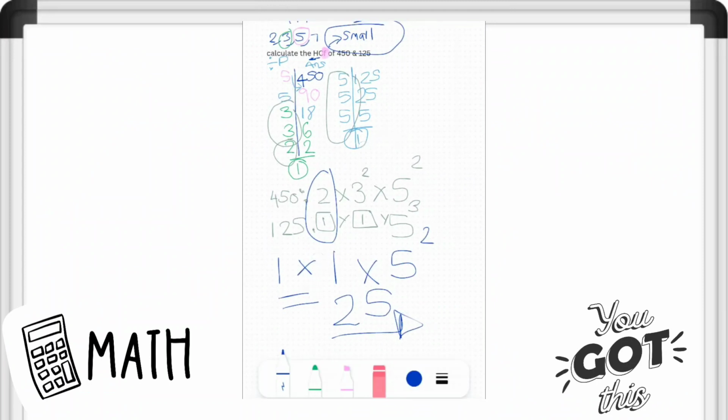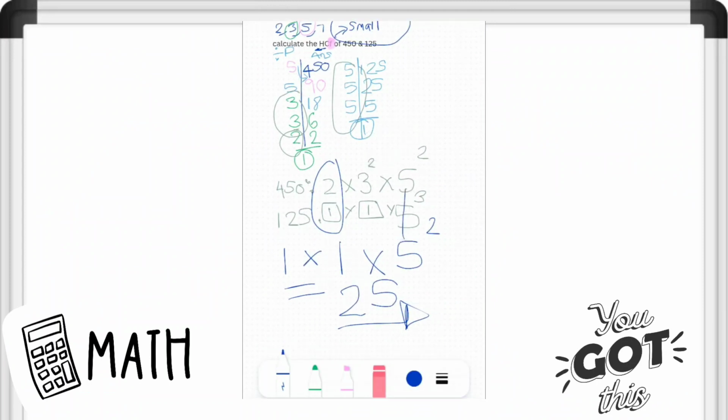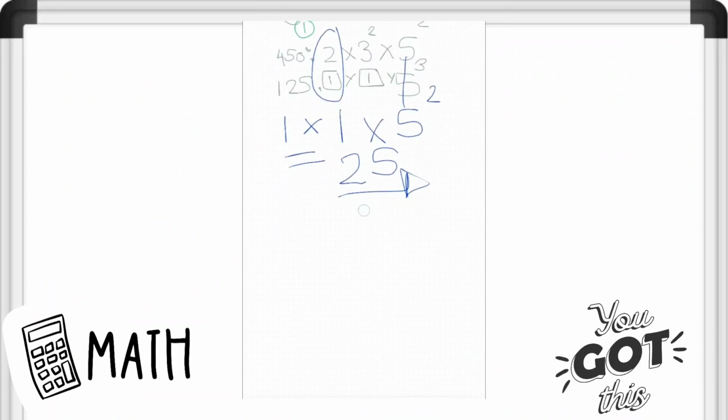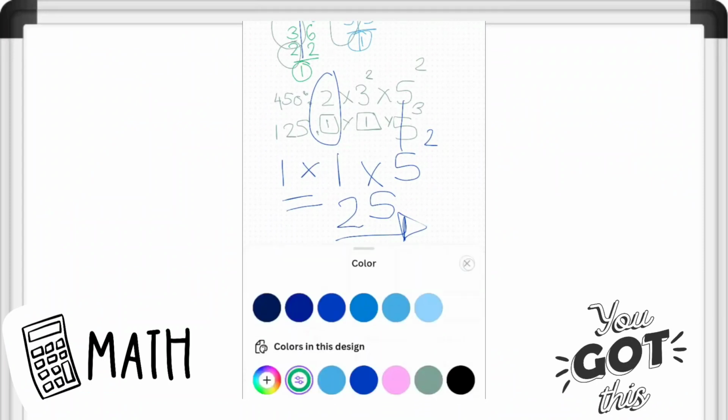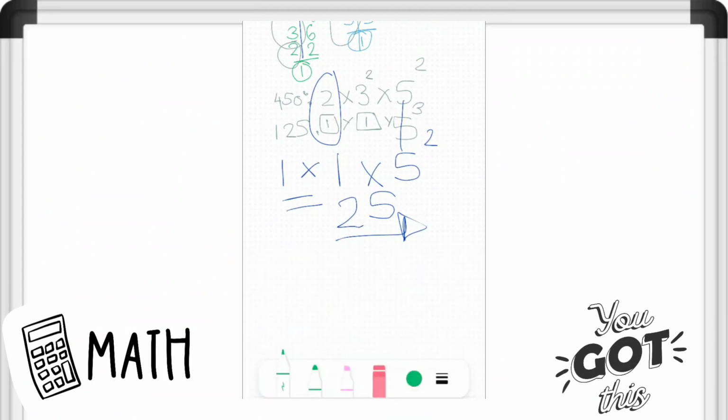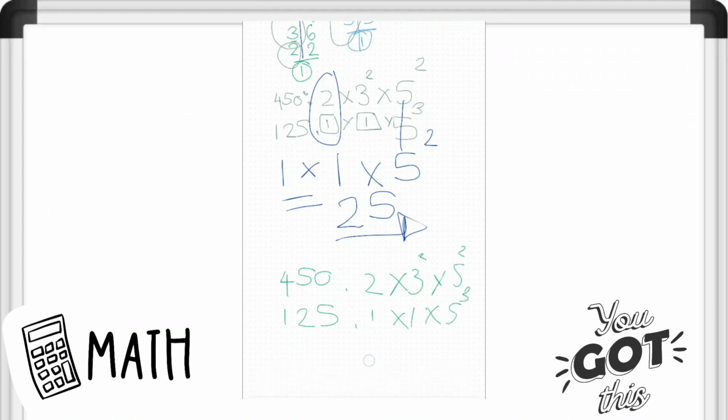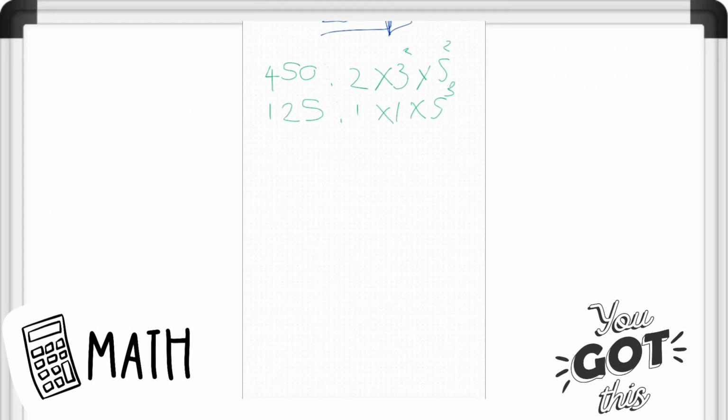I'm going to take the same one and calculate the lowest common multiple. So that means I have to compare it again. Let me just see here, 450, I'm going to rewrite it over here so we see it nice and neatly. So I have 2 times 3 squared times 5 squared, and 125 was 1 times 1 times 5 cubed. So now, in this case, I have to look at my biggest numbers.